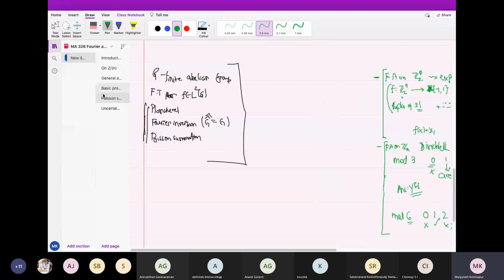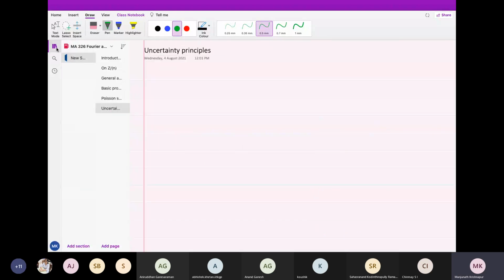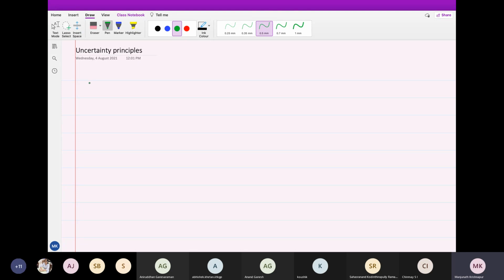Okay, so now let me go to uncertainty principles. So the first uncertainty principle is due to Heisenberg, though I'm not sure if Hardy proved his before Heisenberg. Anyway, Heisenberg's uncertainty principle, that's where the name comes from, says that you cannot... I mean, you may have heard that you can't measure the position and the momentum of a particle simultaneously.